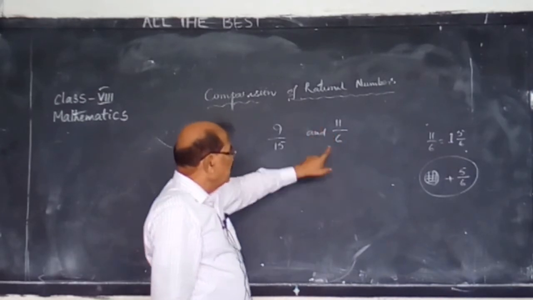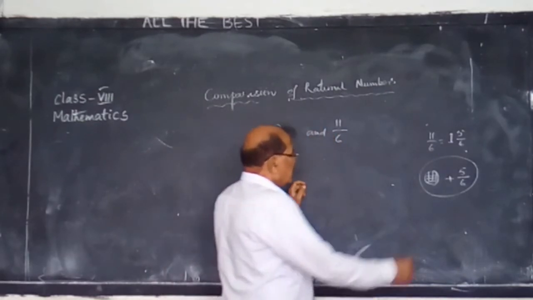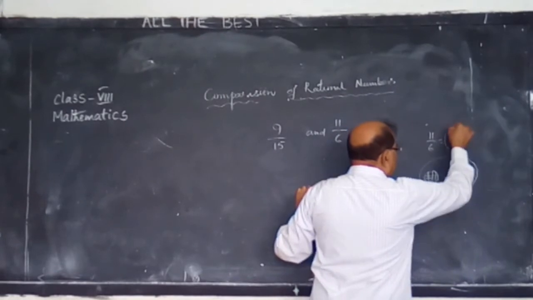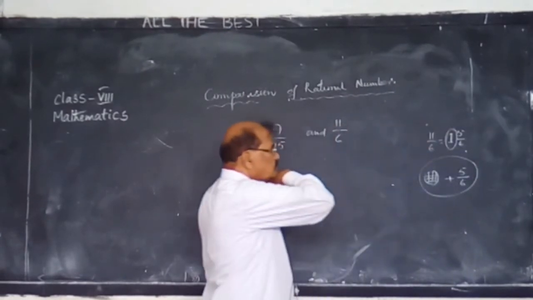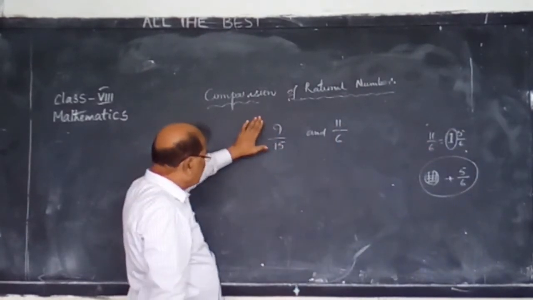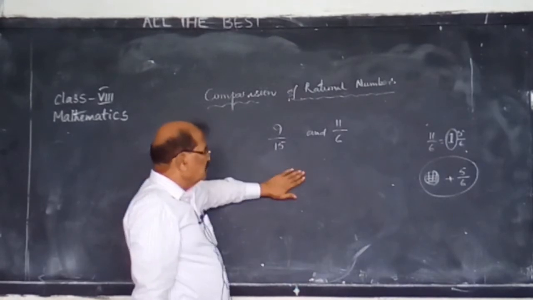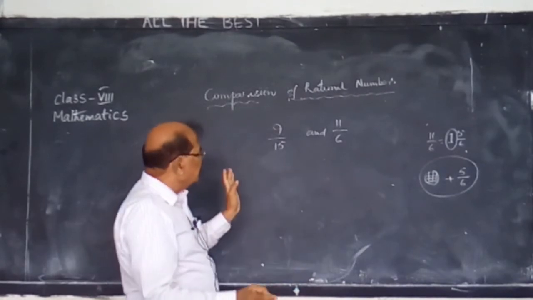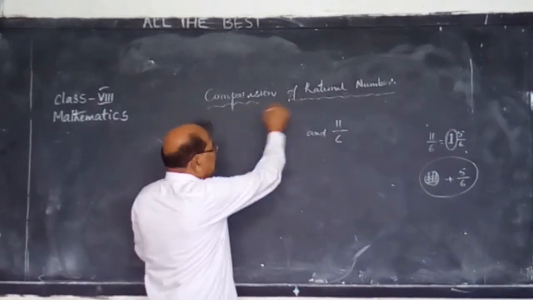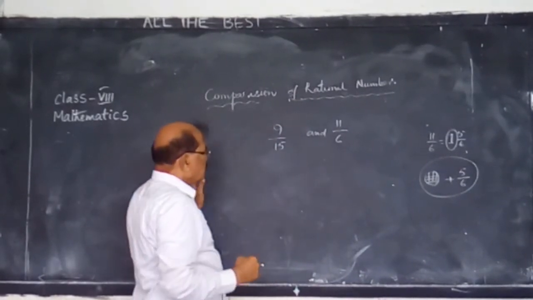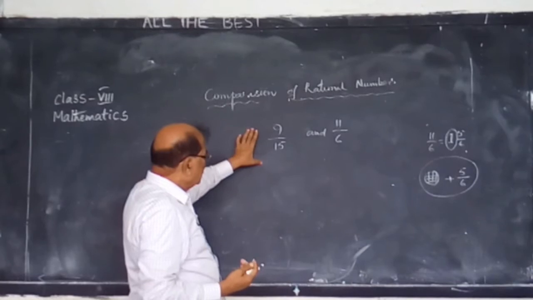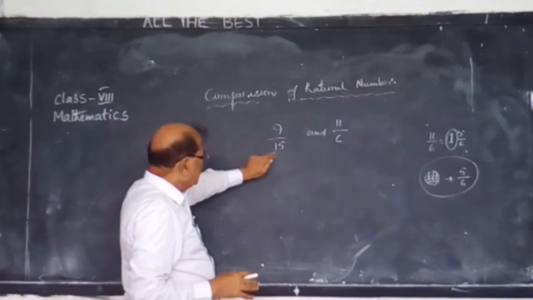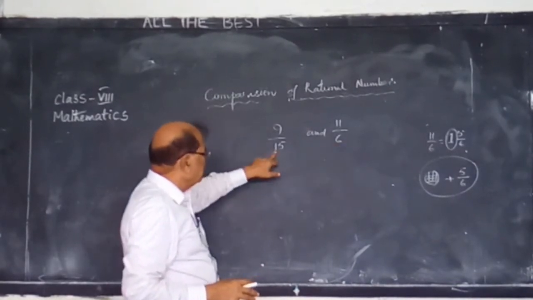The value of an improper fraction is always greater than 1. The value of a proper fraction is always less than 1. So you keep it aside. Now we are comparing these rational numbers. It is possible only if the denominators are made equal.